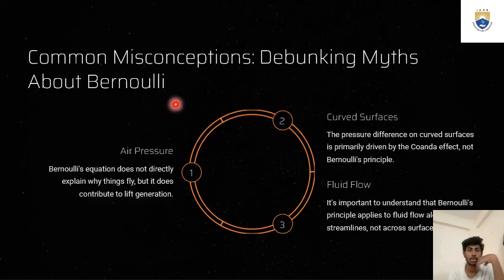Now, common misconceptions, the myths about Bernoulli's equation and theorem. On curved surfaces, the pressure difference is primarily driven by the Coanda effect and not Bernoulli's principle. Another thing: it's important to understand that Bernoulli's principle applies to fluid flow along a streamline and not across surfaces. The air pressure, when we talk about Bernoulli's equation, does not directly explain why things flow, but it contributes to the lift generation. That is another important factor.